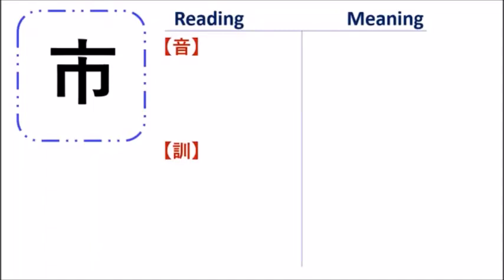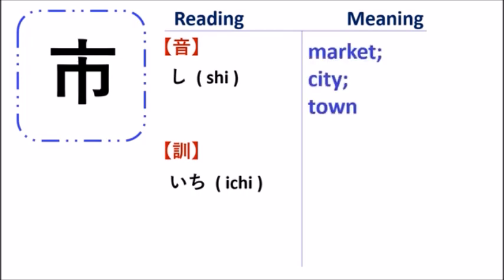The next we are going to learn this kanji. This kanji has the onyomi shi, and the kunyomi ichi. This kanji has the meaning of market or city or town in English. So when you see this kanji, you should remember that it has the meaning of city, town, or market.